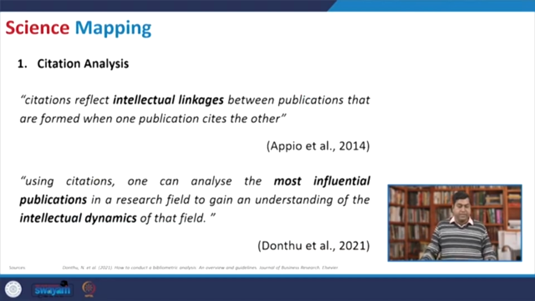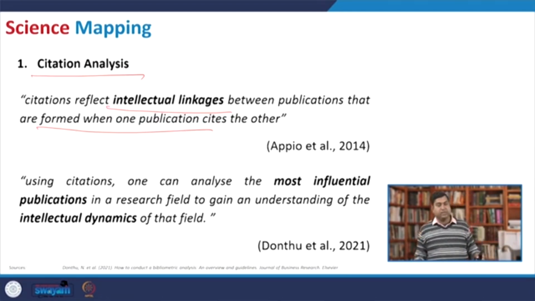Now, coming to science mapping. Citation analysis is where citations reflect the intellectual linkages between publications, and it is important that one publication cites others. If you are working on the right track, the topic is very relevant and the contribution is reaching readers, then you will get citations very quickly. That means it has some credibility.